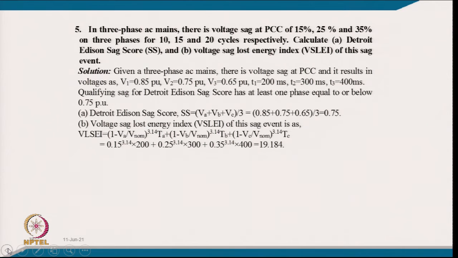event. So, given the 3-phase AC, there is a voltage sag at the PCC, and it results in voltage magnitudes which are already given: 15% sag means V1 is 0.85 per unit, V2 is 0.75 per unit and V3 is 0.65 per unit. For T1, that is 10 cycles of 20 millisecond, it means 200 millisecond, and 15 cycles of 20 millisecond is 300 millisecond, and T3, 20 cycles of 20 millisecond, becomes 400 millisecond.